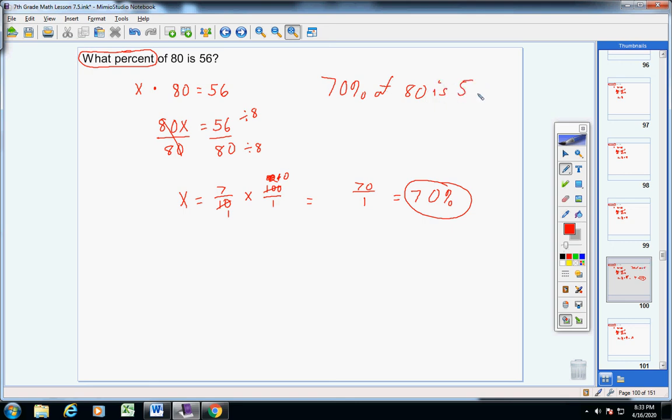56. In other words, if you saw a shirt or a pair of pants that was $80 and a sales sign that was 70% off, that means 70% out of 80 is 56. Or in other words, if you took 0.70 of, which means times 80, you would get 56.